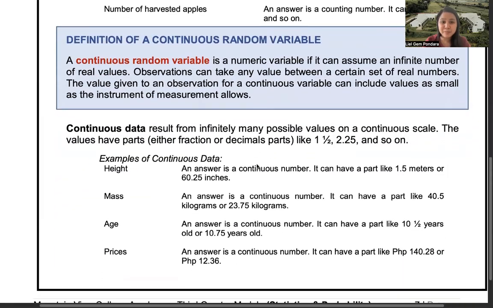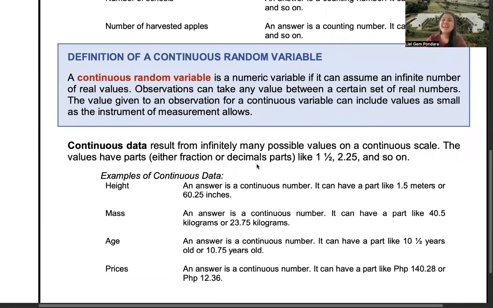Let's go to the last one. And this is the last page. What is a continuous random variable? A continuous random variable is still a numeric variable, but it can assume an infinite number of real values. It is any numeric variable that can take any number. There can be a fraction or a decimal part with it. It's called a continuous random variable. In discrete, the answer should be a counting number. But in a continuous random variable, it can be any number.